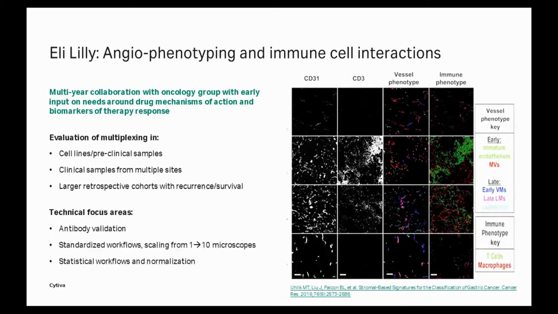Now, in parallel with that, we also knew that we needed to understand the pharmaceutical workflow. And here we worked with Eli Lilly again for about 5 years. We worked with them on cell lines, preclinical samples, clinical samples from multiple sites, so looking at that cross-site variability, and then also looking at larger retrospective cohorts with recurrence and outcome data. That gave us a new understanding of data size, big data comparisons with across group stratification, and we developed all of our statistical workflows in R, which are still used today, and we share readily with our collaborators.